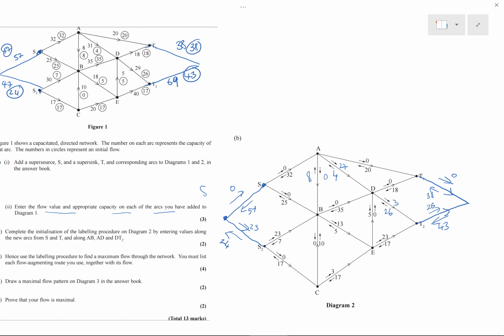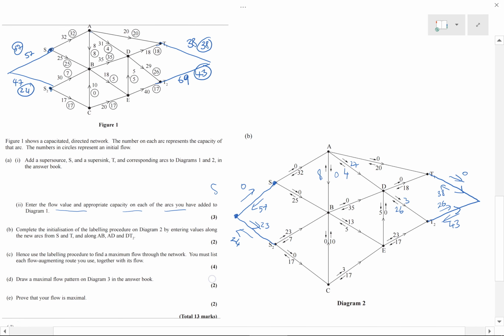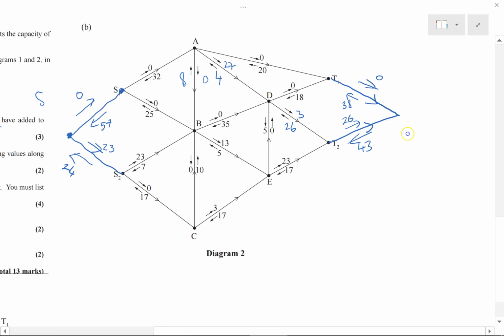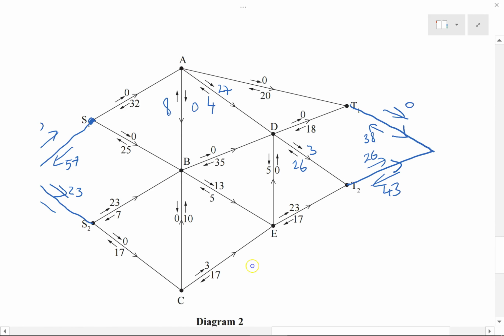Now it says complete the labeling procedure in this diagram by entering values along the new arcs from S and T and along AB, AD and DT2. I think that's what I've just done. I've done part B. We missed out the AB; it's told us the ones that are missing: AB, AD and DT2, and also along the super source and super sink. Then we're talking about the labeling procedure, part C. Let's just magnify that so we can see it a bit better.